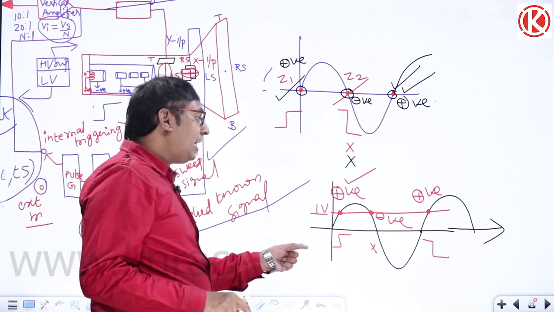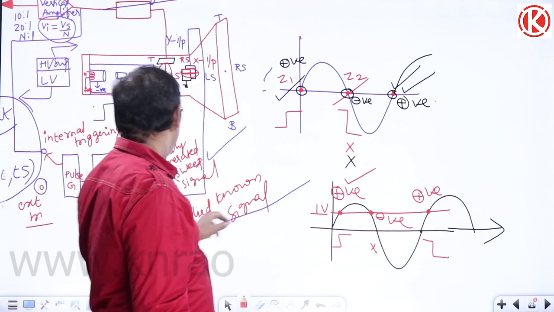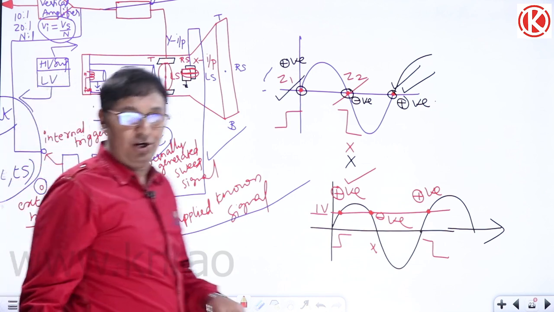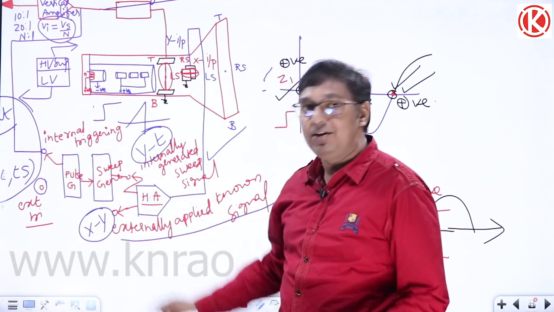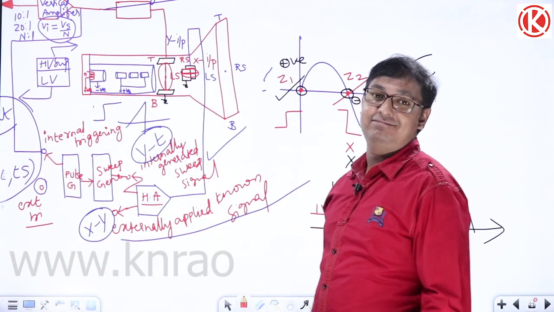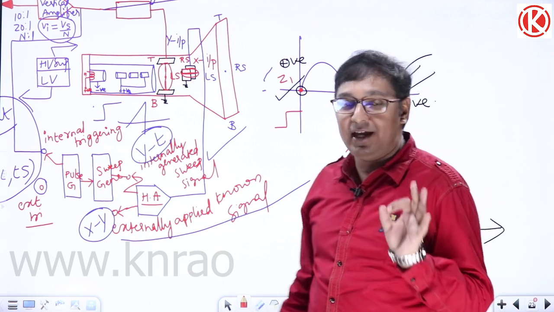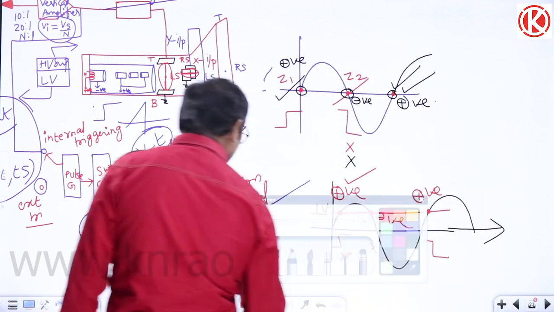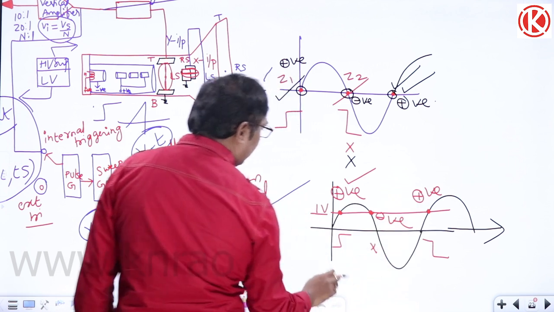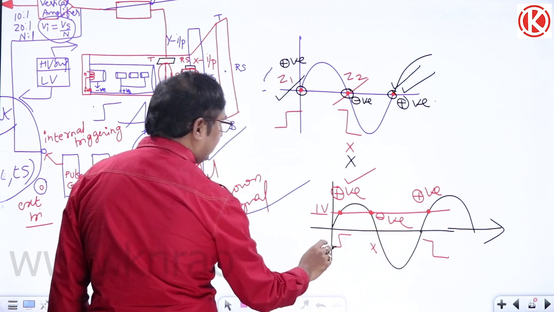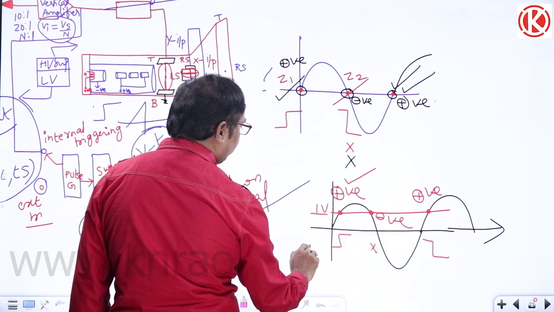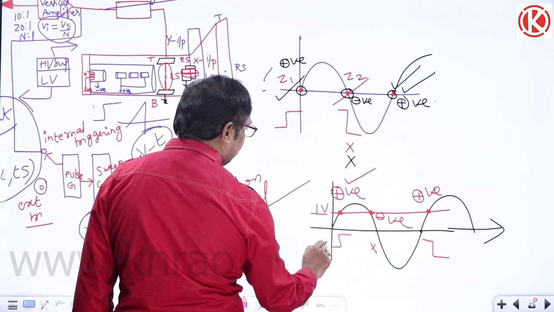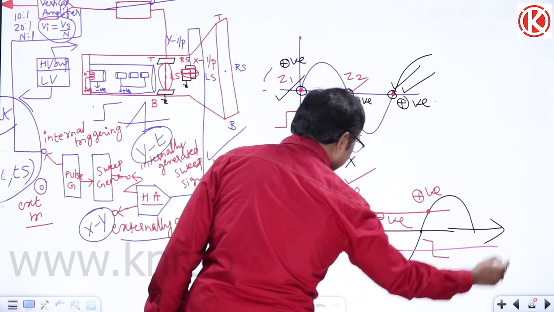Based on this start pulse and stop pulse, what happens? My sweep generator will produce the sweep signal. Or you can also set the triggering voltage level as negative, minus 1 volt, like this.